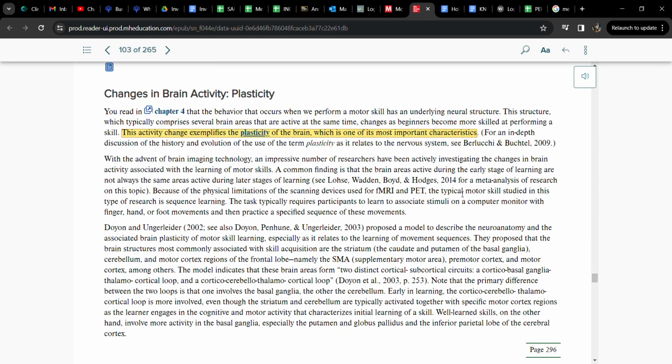Next is the change in brain activity. We talked about how the brain changes over time. This is the concept of plasticity. The term plastic is basically implying that it can change over time. If you hear the term plastic in neurological terms, or really any physiological terms, it is the idea that you have the capacity to change over time.